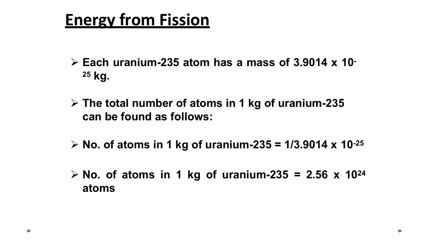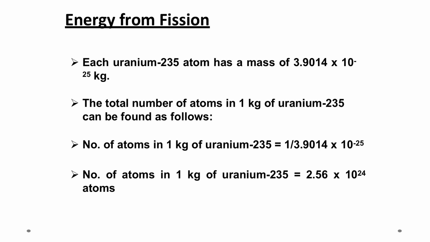So if we come to the nuclear reactor, the energy released comes from the fission process. Each uranium 235 atom has a mass of 3.9014 into 10 to the power of minus 25 kg. The total number of atoms in 1 kg of uranium 235 can be found as follows: the number of atoms in 1 kg of uranium will be 2.56 into 10 to the power of 24 atoms.